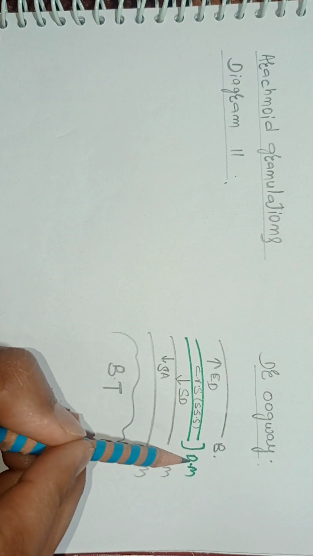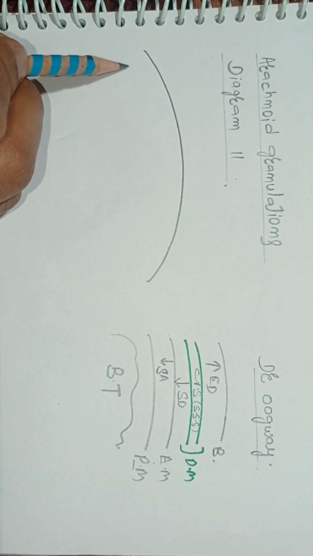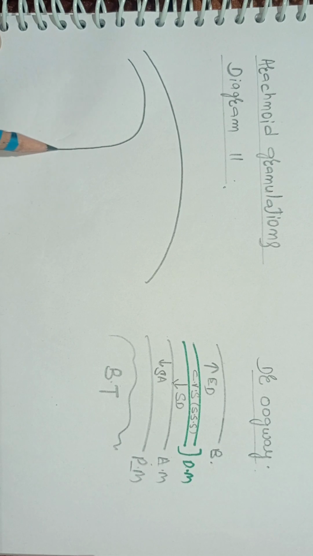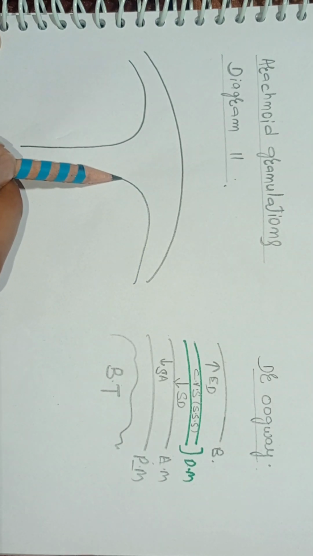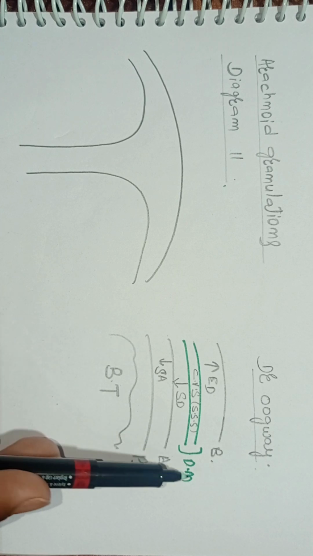First we will draw the dura mater, the outer layer of the dura mater. So this is the outer layer of the dura mater. Then we have the inner layer of the dura mater, drawn like this. So this is the inner layer of the dura mater. After the inner layer, the dura mater is clear.